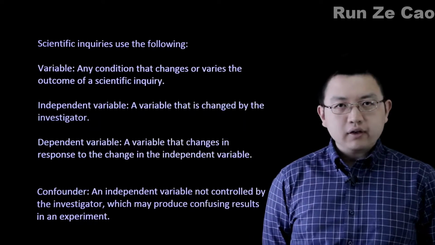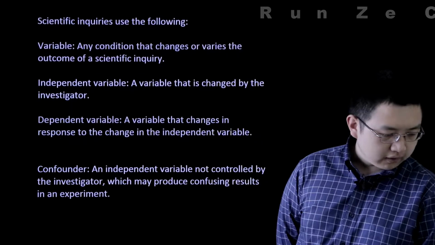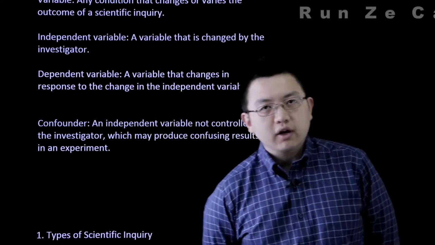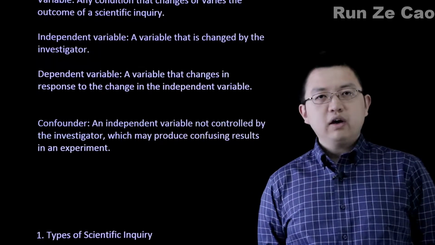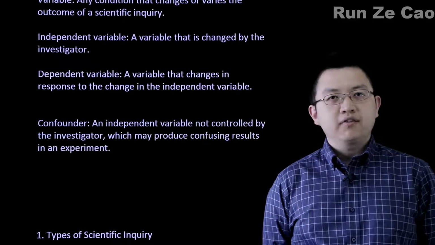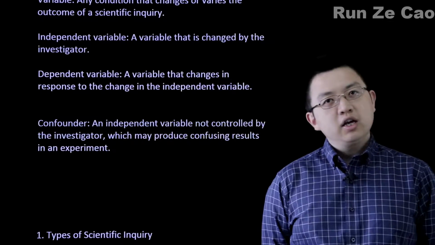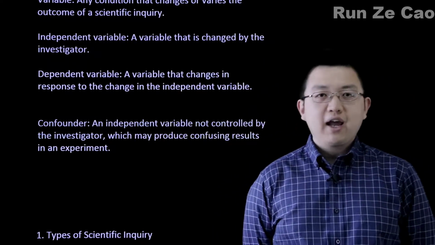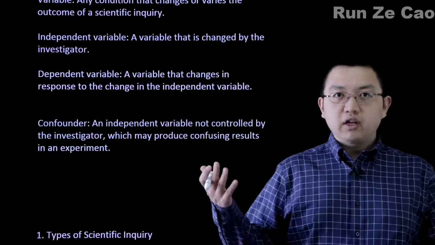Now, a confounder is what happens when you have independent variables not controlled by investigators. These may produce confusing results. For example, if you have men who are complaining of back pain and women who are complaining of stomach aches, and you give them a particular medication, you can't tell if that medication is better for stomach aches or for back pain, for the simple reason that men and women metabolize drugs differently.